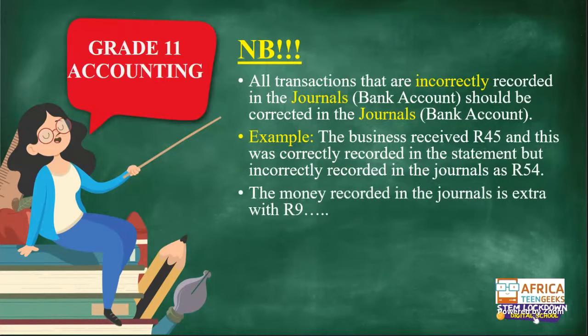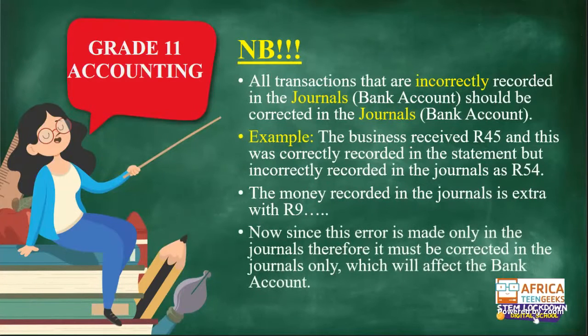Now we need to correct this. The money recorded in the journals is extra by 9 rand. Since the error was made in the journals, it will be corrected in the journals. The statement is correct. The error is in the journals. So we will correct the error in the journals, right? The money is extra by how much? By 9 rands, right? We said we recorded 54 rands in the CRJ where we record monies received, right? So that 54 rand is extra by how much? By 9 rand.